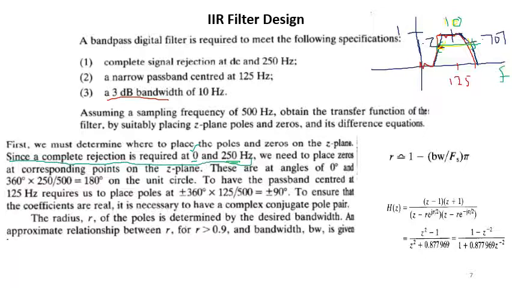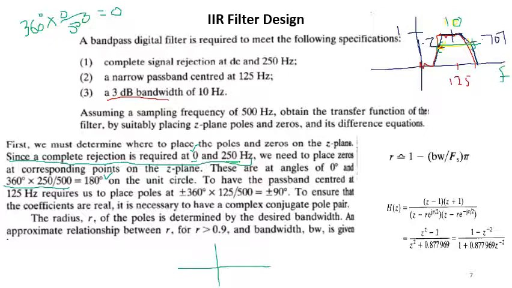So the angles are 360 degrees multiplied by 0 divided by 500, because 500 is the sampling frequency. That means we have a zero at 0 degrees, and a second zero at 360 multiplied by 250 divided by 500, so at 180 degrees. So something like this.